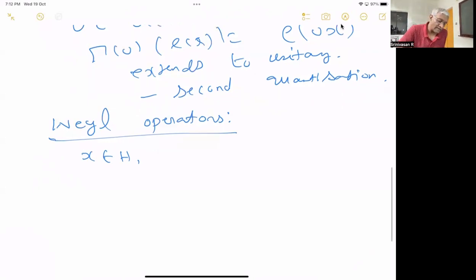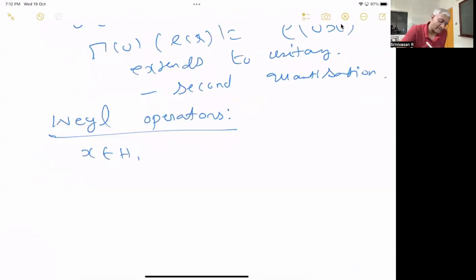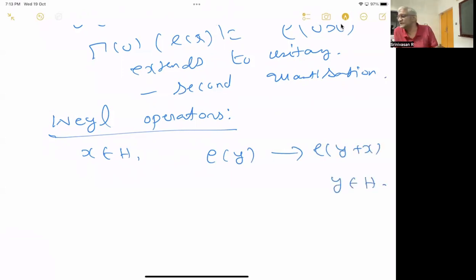So that function can be just a translation. If you have X, you can consider the function E of Y going to E of Y plus X for all Y in H. You can define this function, but it will not preserve the inner product. For that, you have to multiply by some constants. You can verify: if you have E of Y1 and E of Y2, the inner product is E to the power of the inner product of Y1, Y2. On the other hand, if you take E of Y1 plus X and E of Y2 plus X, you will get other terms.